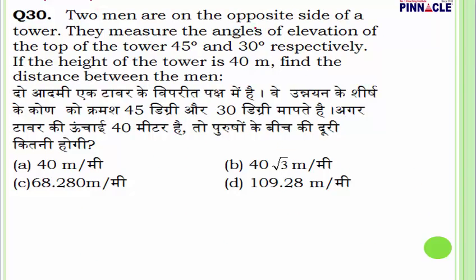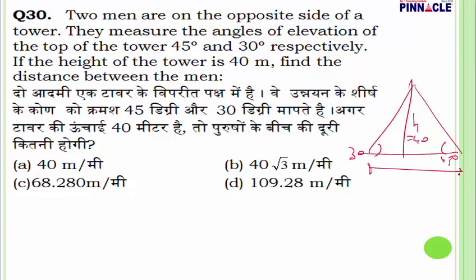Question number 32, two men are on the opposite sides of a tower. They measure the angle of elevation of the top of the tower as 45 and 30 degrees. This is the tower, two persons, one at 45 and another at 30 degree. H is the height of the tower. If the height of the tower is 40, H is equal to 40. Find the distance between these two men. We have to find the value of this.